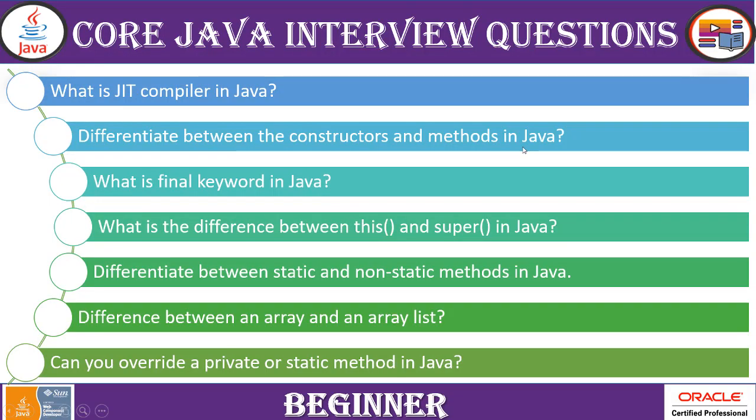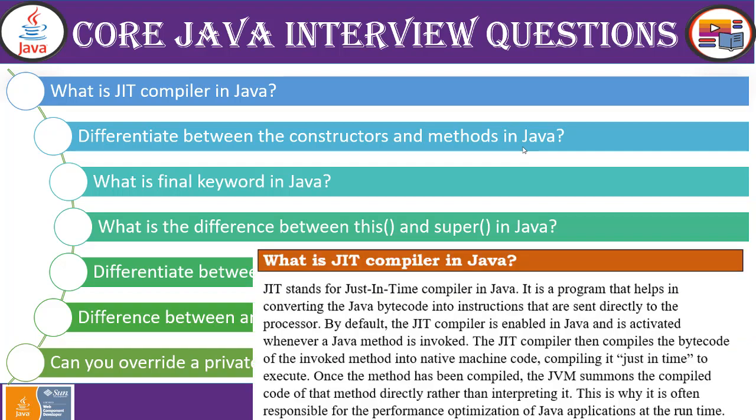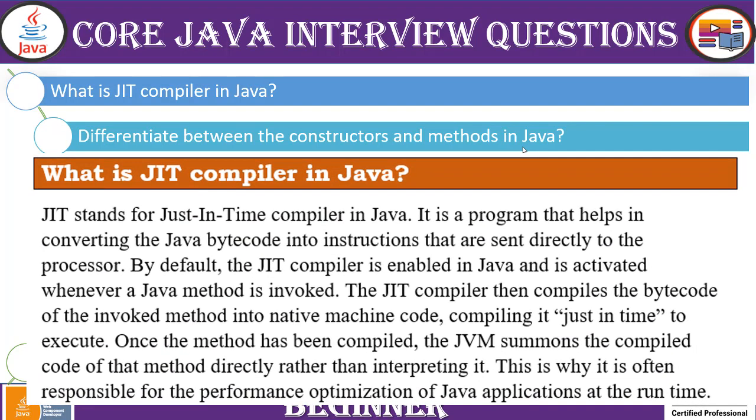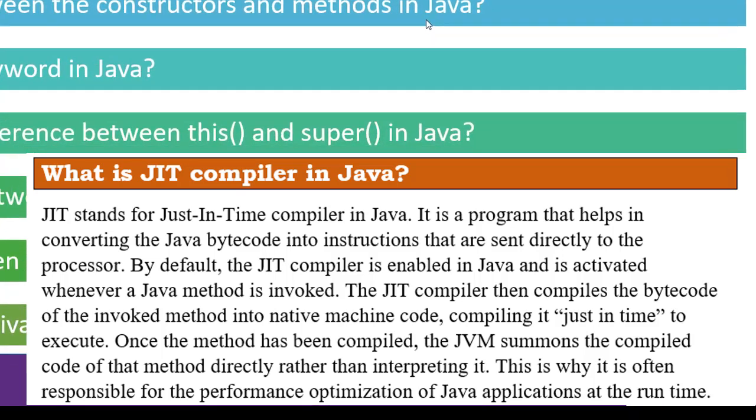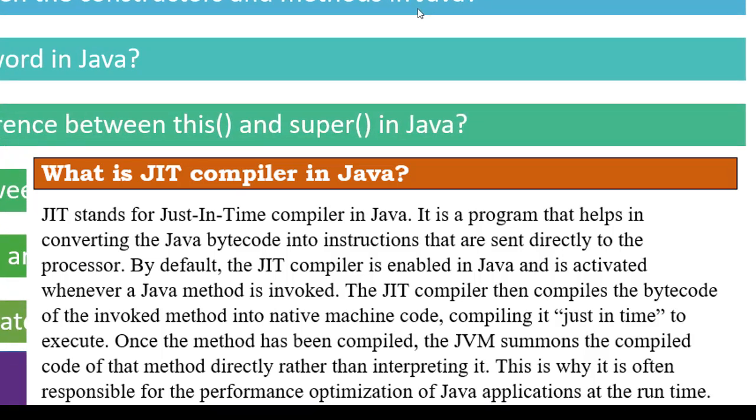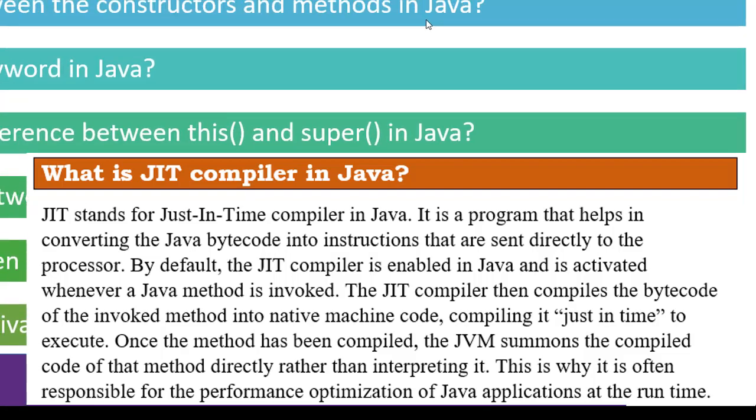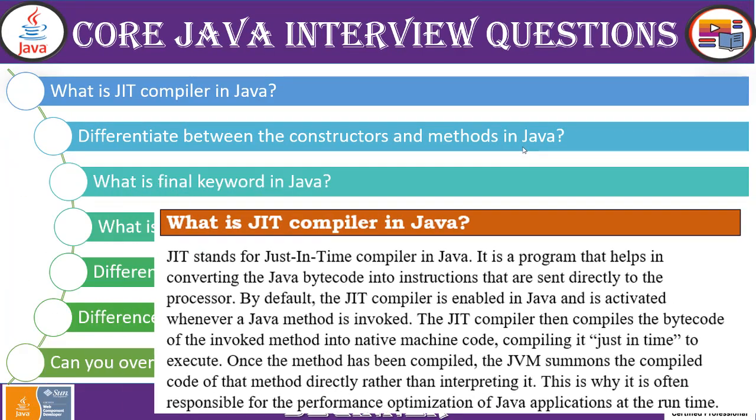What is JIT compiler in Java? JIT stands for just-in-time compiler in Java, which helps in converting Java bytecode into instructions that are sent directly to the processor. By default, JIT is enabled in Java and is activated whenever a Java method is invoked. So in short, JIT compiles bytecode of the invoked method into native machine code. That's why it's called just-in-time.